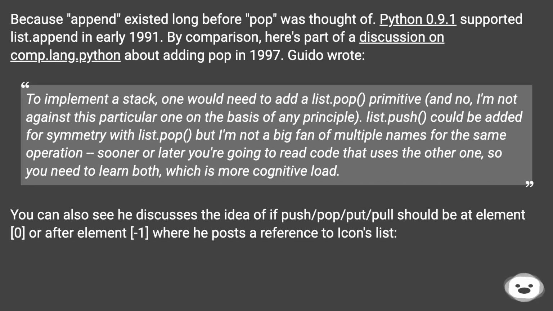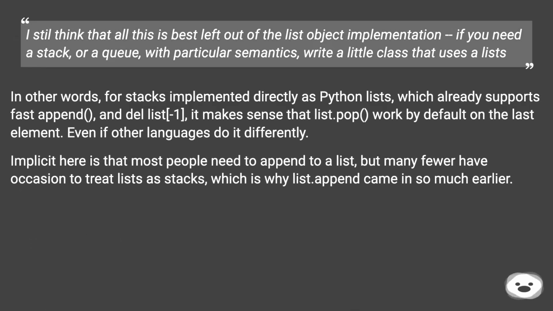You can also see he discusses the idea of whether push/pop/put/pull should be at element 0, or after element -1, where he posts a reference to Icon's list. "I still think that all this is best left out of the list object implementation. If you need a stack, or a queue, with particular semantics, write a little class that uses the lists."